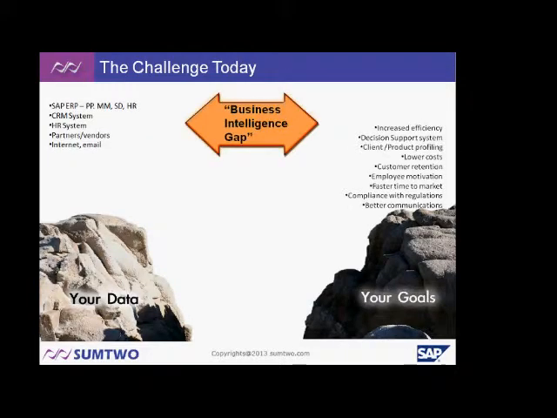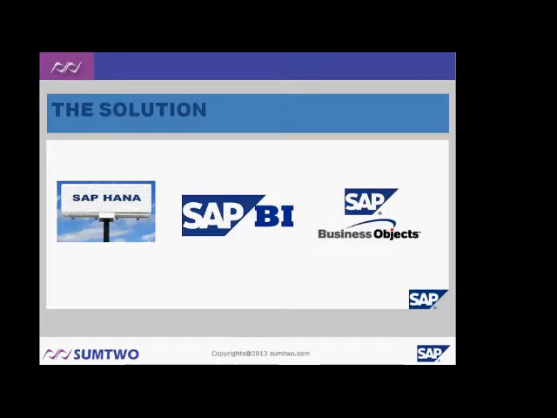So in short, there is a gap which exists between the OLTP data and our overall goals for the business in terms of improving efficiency, etc. And this gap is called the business intelligence gap, which is exactly what the SAP products HANA BI and BO try to address. Now let's get into the details about HANA BI and BO.